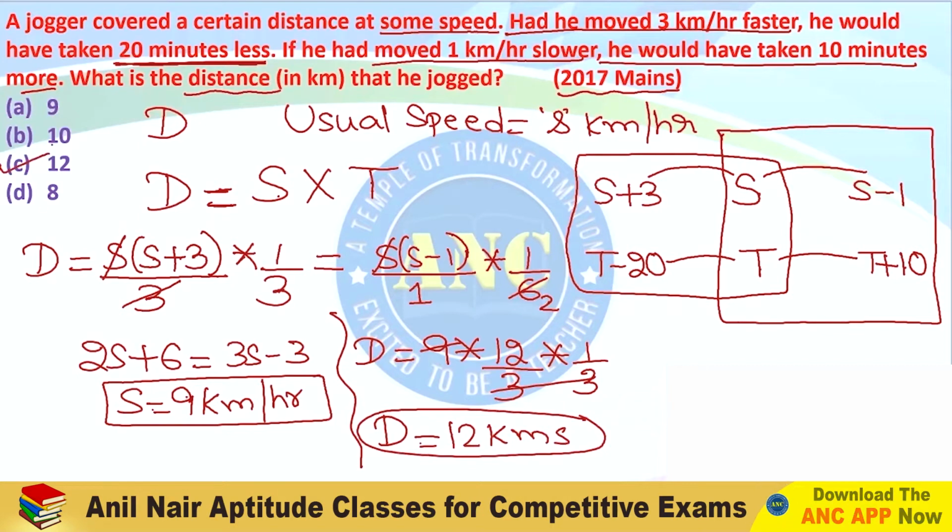I hope this method is very clear. I know that it involves a little bit of variables. If you do not like this method, please refer to the old videos that Anil Nair sir has taken, and I myself have also taken that method. In fact, in some of the videos of time, speed and distance we have used the ratios concept. I do not want to repeat the same method once again because it is already taken.